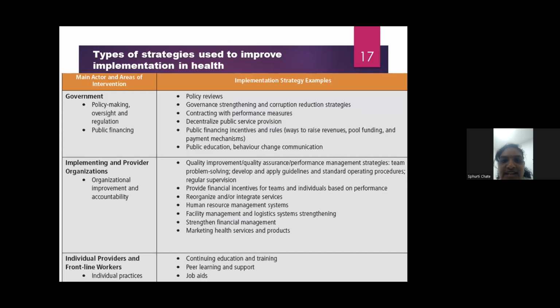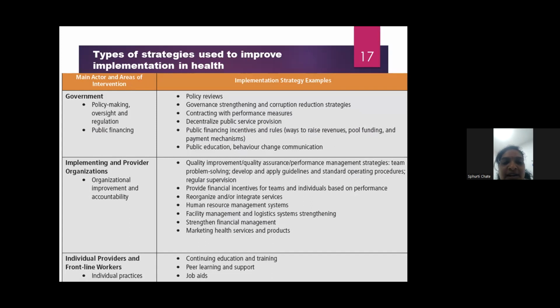Next slide, please. So there are various strategies to improve implementation in health. So first the questions come, then there is new thinking, and then there is change in implementation, and then they use strategies to improve the implementation. So I'll quickly go through this. I can just name. So government also acts as one. They have certain strategies, usually policy making and finance related.